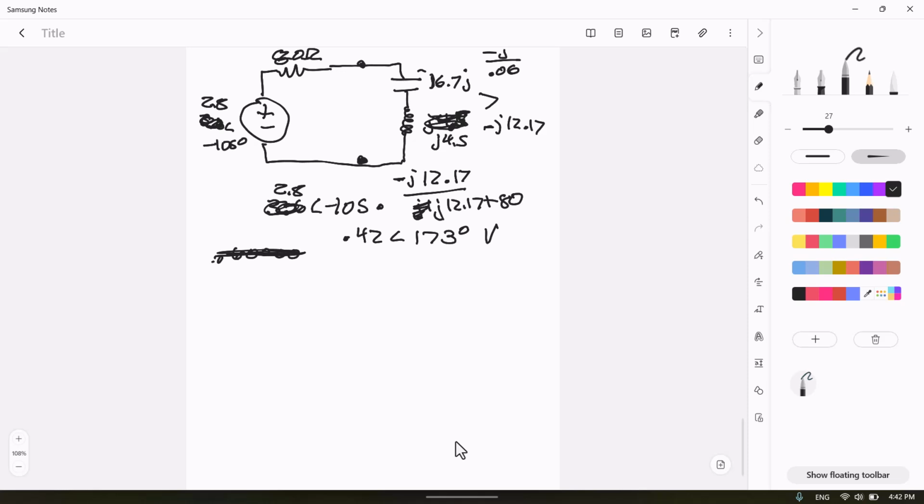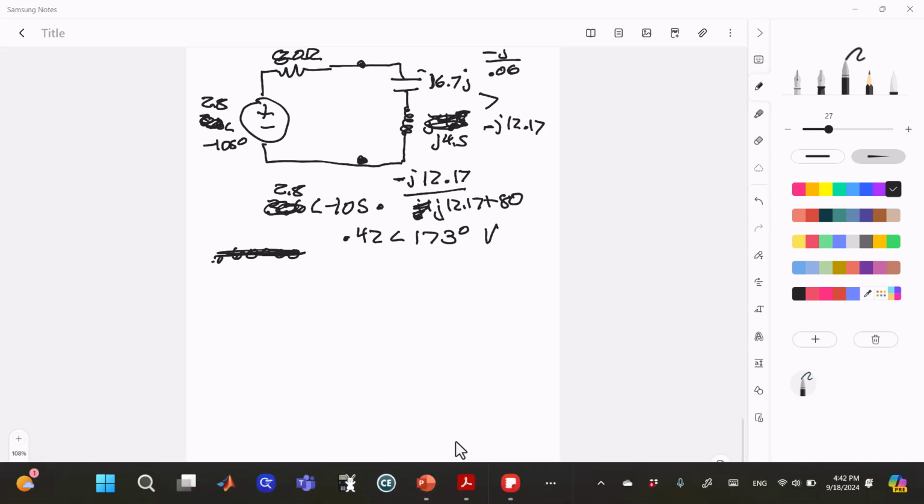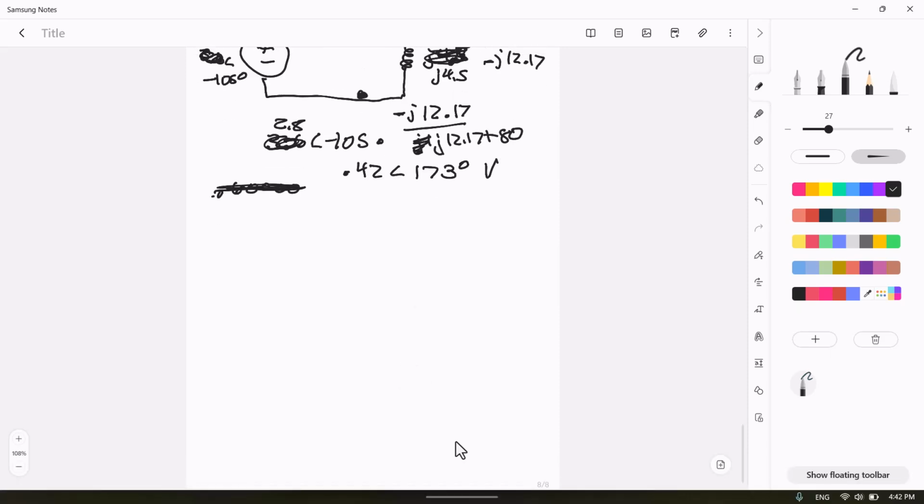How did you get 173? You got it in 3 seconds. Oh, I let the calculator do it. So what if I had to do it by hand? I'd have to change both of these to phasors. So this top one would be 12.17 angle negative 90, because J is negative 90. And then I'd have to figure out what this one was, and then I would subtract them. I'm not sure what you would get, but you should get the same answer.